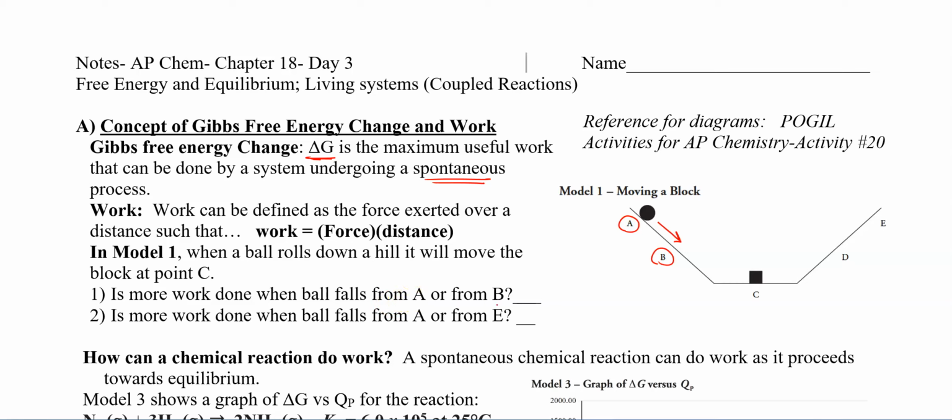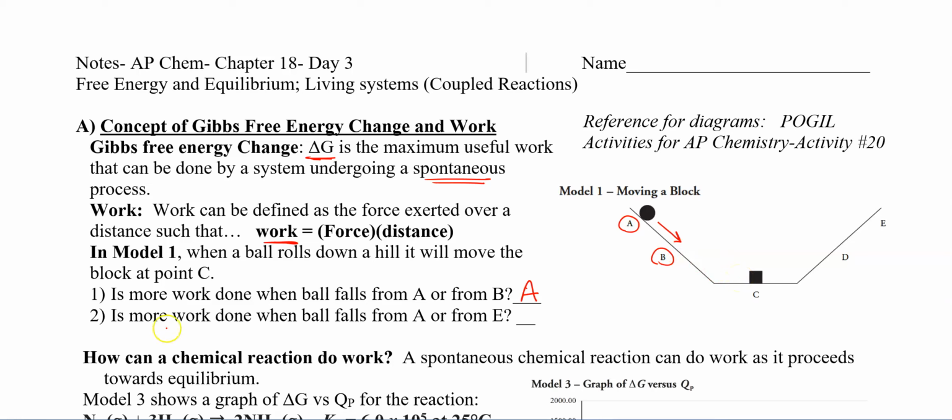Think of that for a second. Hopefully you said A, right? Obviously, it has further to fall when it goes from A, and from B it has less far to fall, and so the distance is shorter, and so you can do less work when you fall a shorter distance.